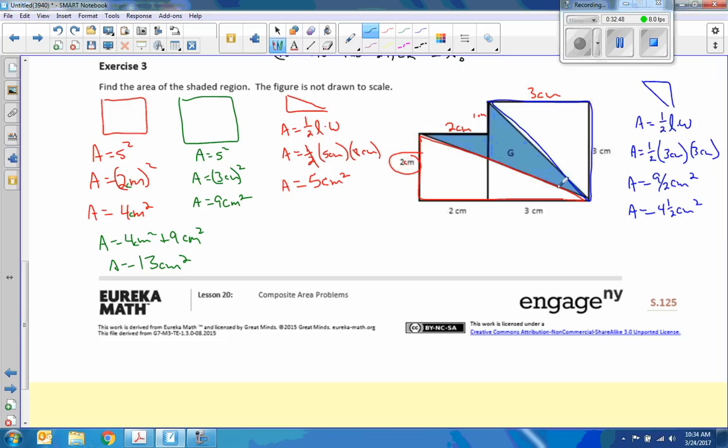So the whole area is 13 centimeters squared. And if I subtract this red triangle that's not shaded, that was 5 centimeters squared, and subtract this triangle over here, which is 4 1/2 centimeters squared, I get 13 minus 5 is 8. 8 minus 4 is 4, minus 1/2 is 3 1/2 centimeters squared. And that's equal to the area.